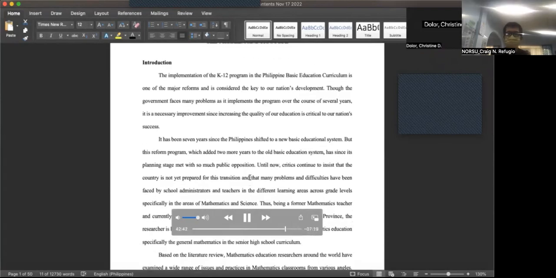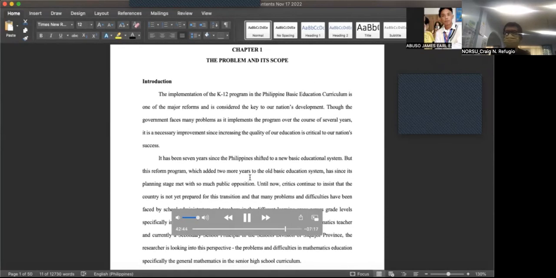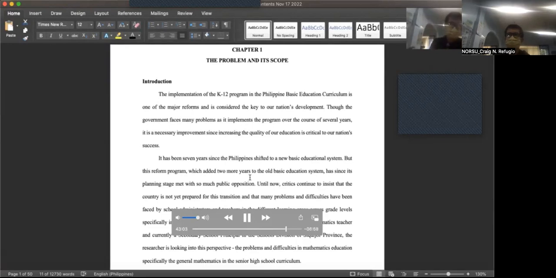Excuse me, sir. Yes, go ahead. For the format of the name, sir, last name first or first name? First name. That's a very good question. Complete name: first name, middle initial, then last name. If you don't have a middle initial, that's okay. You will have only first name, then last name. If you have a middle initial, first name, then middle initial, then last name.